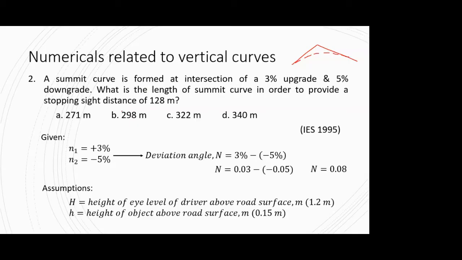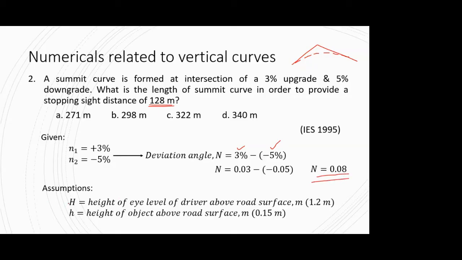And they have given directly that SSD is 128. So unlike the previous numerical in which we had calculated the SSD, here you need not calculate the SSD. Directly they have given the value and they have asked what is the length of summit curve. So the process will remain the same. N1 is 3%, N2 is minus 5%. You first find out the deviation angle, that is 3% minus 5%, because the 5% gradient is a down gradient having a negative sign. You get the value of N in decimals as 0.08.